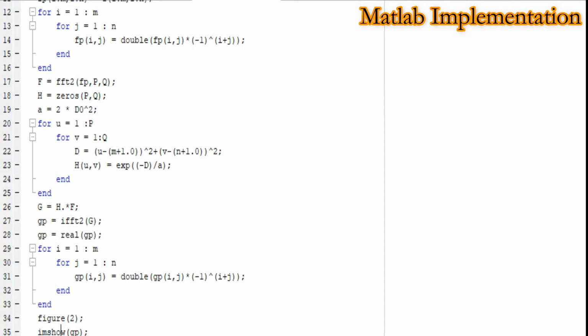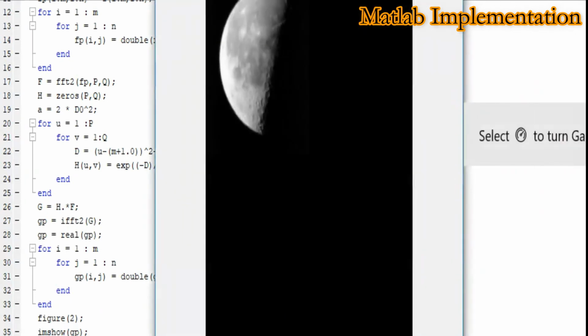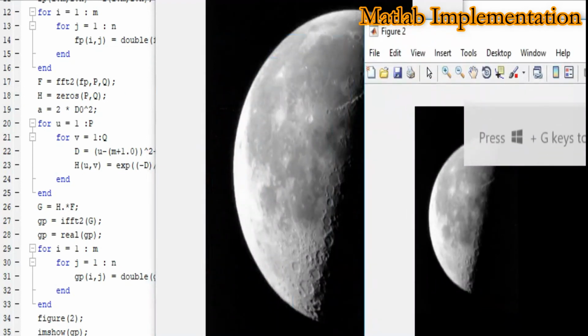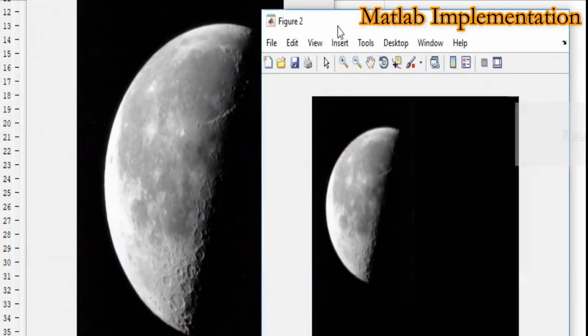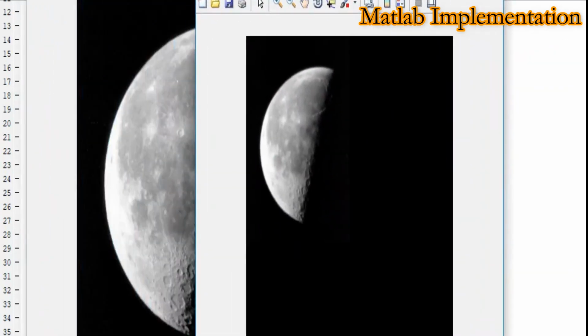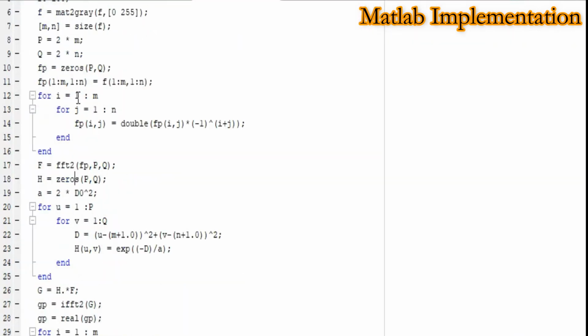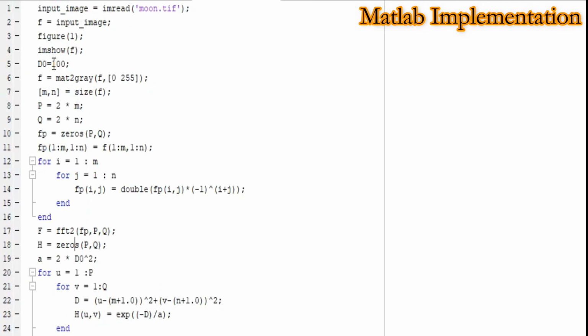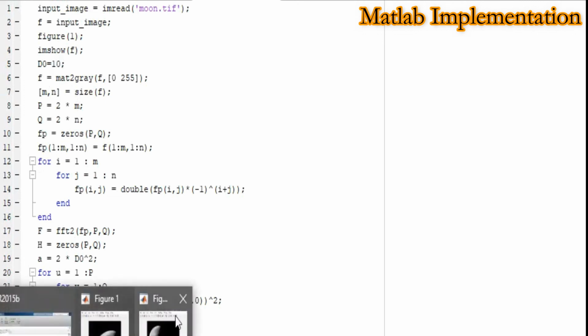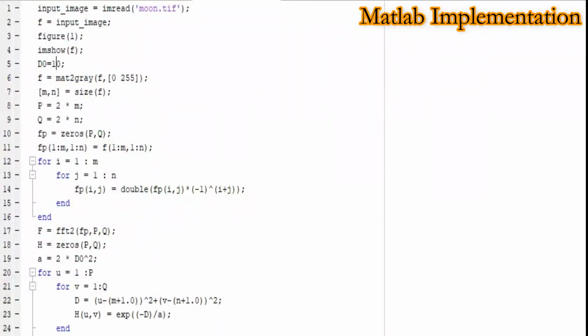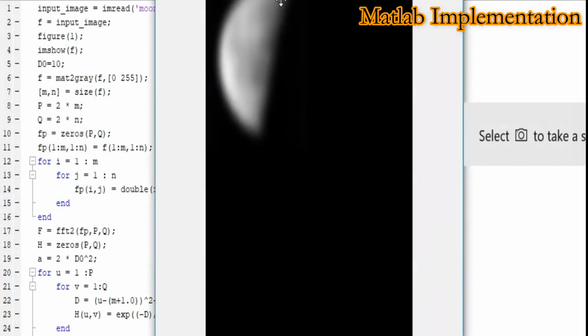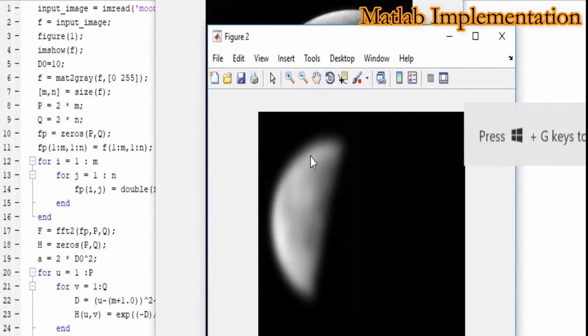Later we display the output of the filtering operation. So you can see the output of the Gaussian low pass filter. This is the input image and this is the output image. So here the output is less blurred because I have considered D0 as 100. If I set D0 equal to 10, then you can see the output contains the blurring effect. So you can see here there is a blurring effect.